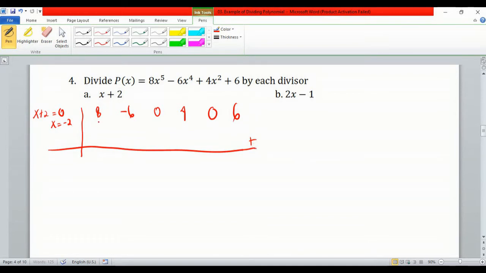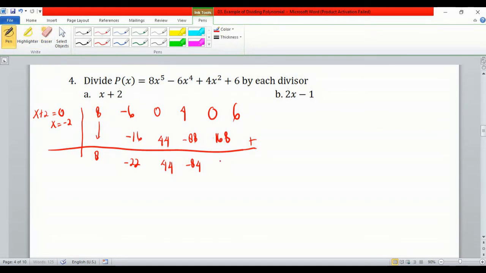Okay, you put this one first, 8, and you need to multiply. Minus 2 times 8 is minus 16. Minus 16 plus minus 6 is minus 22, right? Minus 22 times minus 2 is equal to 44, right? 22 times 2 is 44. And then this one is 44. 44 times minus 2 is minus 88. This one is minus 84. You need to multiply again. This one is 168, I mean, not 164, 168.